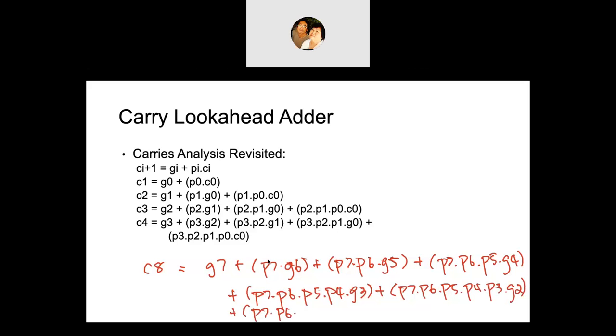P7, P6, P5, P4, P3, P2, and what is next? G1, right? Yeah. And the next term is P7, P6, P5, P4, P3, P2, P1 and G0. Okay, end up at G0, no space here anymore.